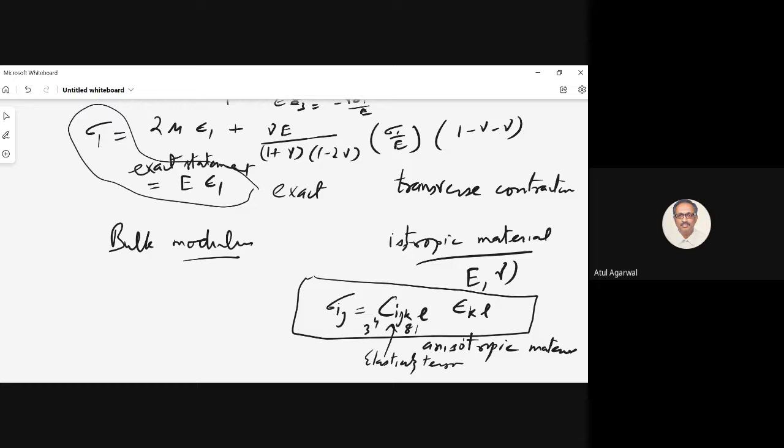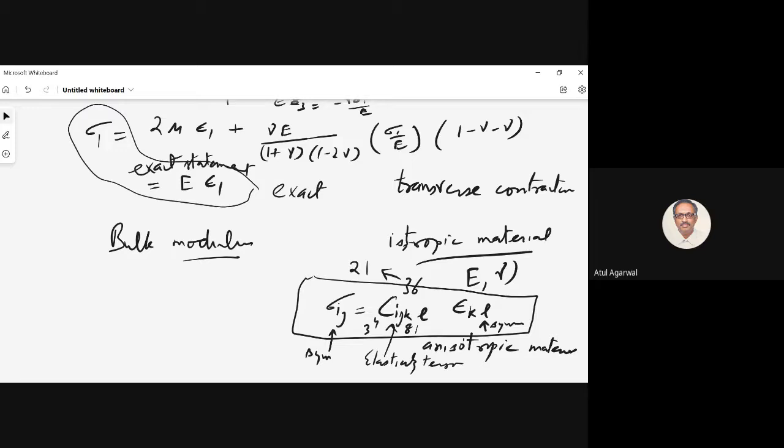This is a symmetric tensor, so this also will be symmetric. And you will see your terms become 36 because of symmetry. Independent terms are 36. There are further symmetry conditions, and you will come to know they become 21. So for an anisotropic material, you will have 21 terms.